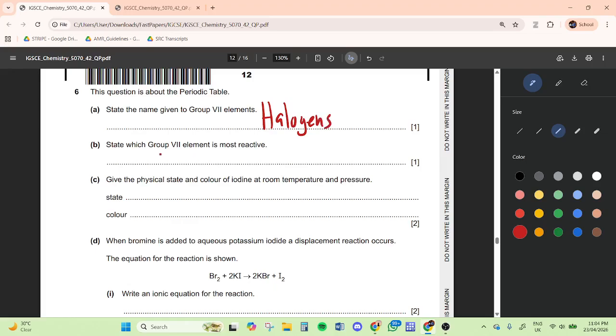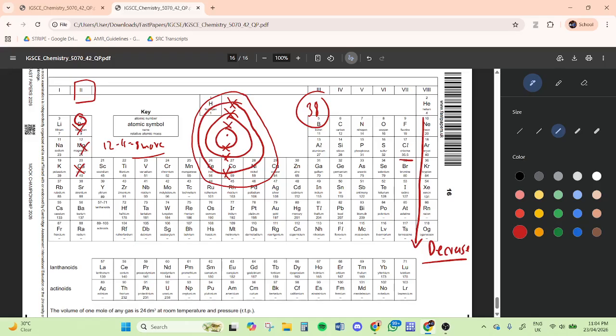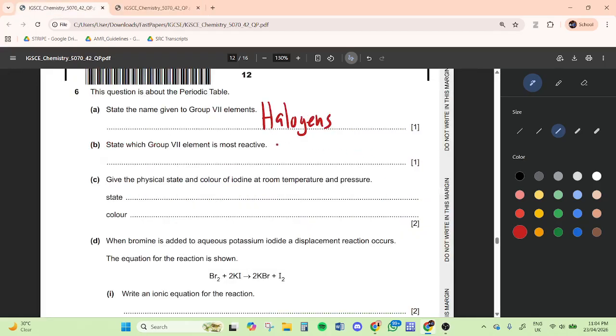All right, state which group 7 element is the most reactive. If you take a look at the periodic table, as you go down the group, oh, that was a really bad arrow. As you're going down the group, the reactivity decreases. As a result, the most reactive halogen is going to be fluorine.